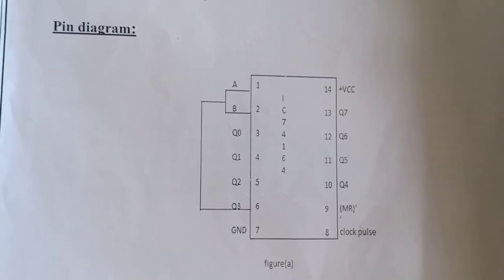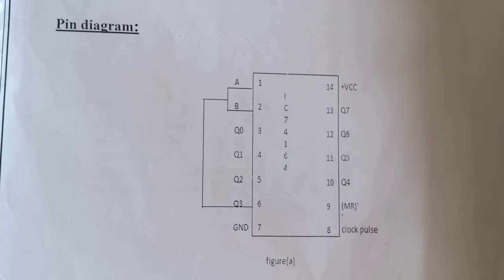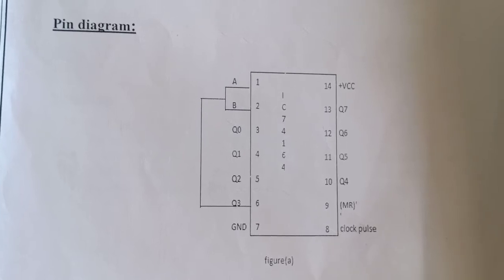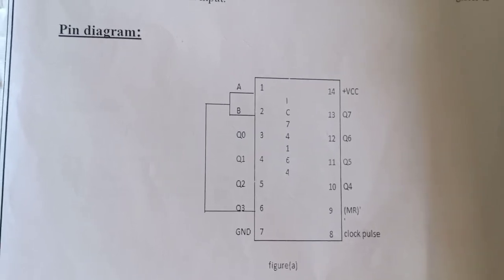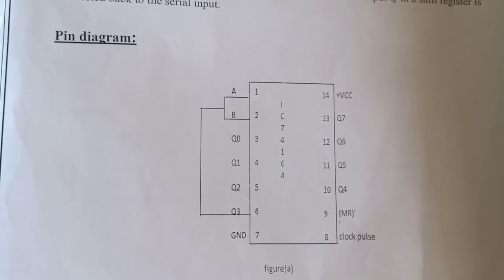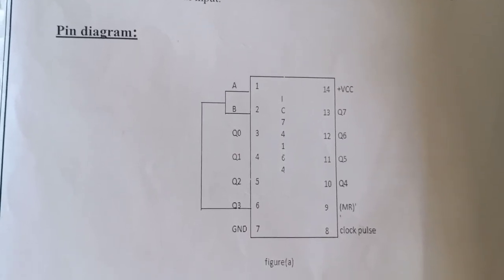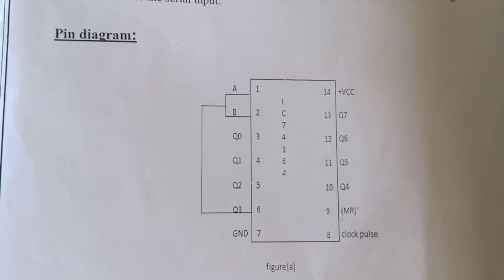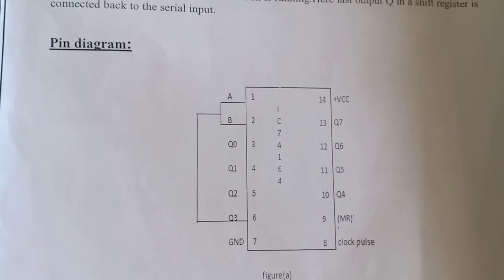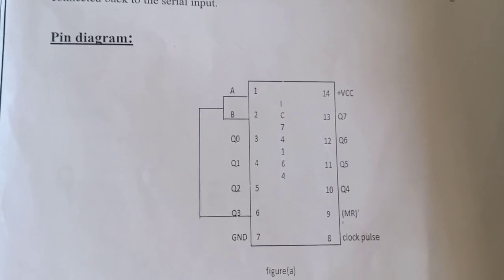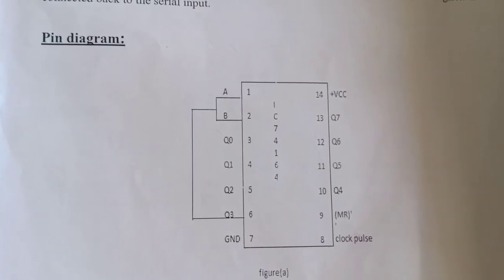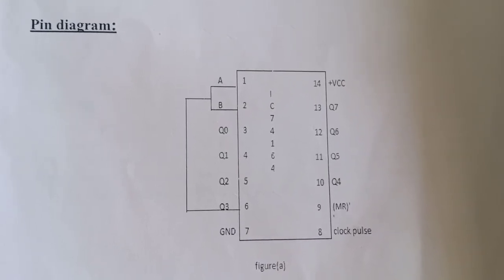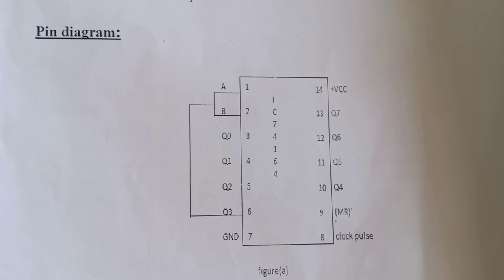IC 74164 is used for the implementation of the ring counter using a 4-bit register. According to the pin diagram, it is a 14-pin IC in which the 7th pin is grounded and the 14th pin is connected to VCC, and these are the basic connections of the ring counter. There are a total of 8 output pins present in the 74164 IC, that is from Q0 till Q7. In our design, we will be using only 4 outputs, Q0, Q1, Q2 and Q3.